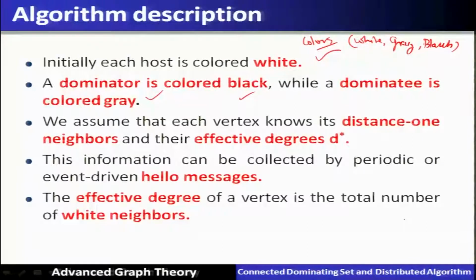Now we assume that each vertex has the knowledge of its distance 1 neighbors, and also has another piece of information called the effective degree. That means how many white neighbors there are at any point of time is called the effective degree. Now this information can be collected by periodic event driven messages which are called hello messages. The effective degree of a vertex is the total number of white neighbors, as I have already told.